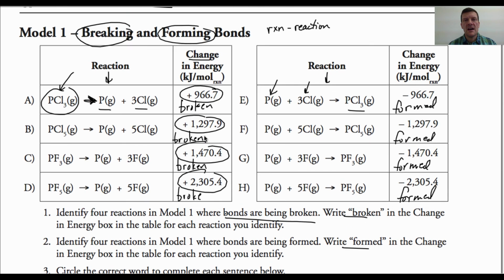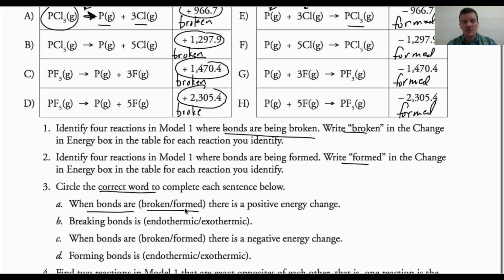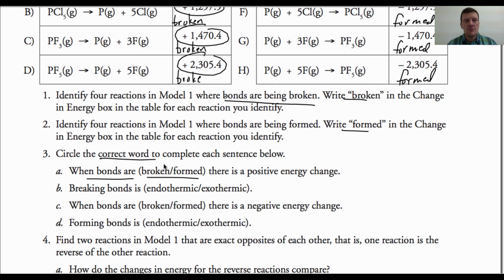When you see a positive energy, that means energy is going into the reaction. You've got to absorb energy. Plus means the reaction is adding energy. You have to gain energy in order for that reaction to occur. So, when bonds are broken, positive energy is needed. You have to bring energy into the system.